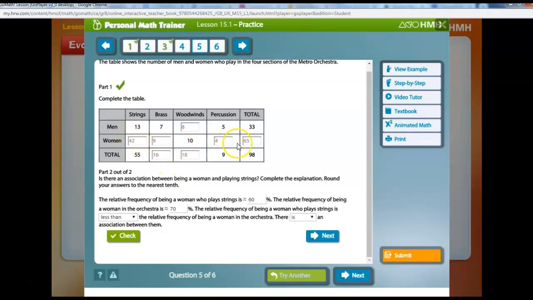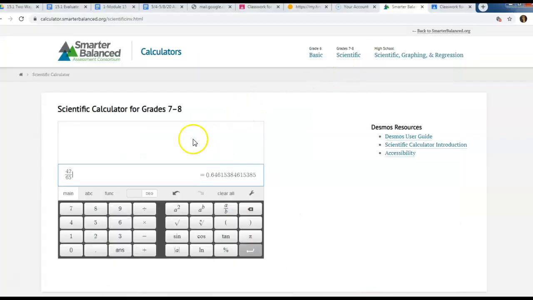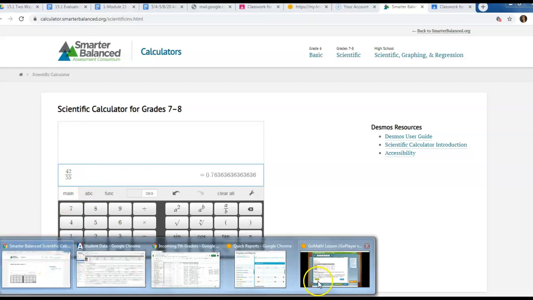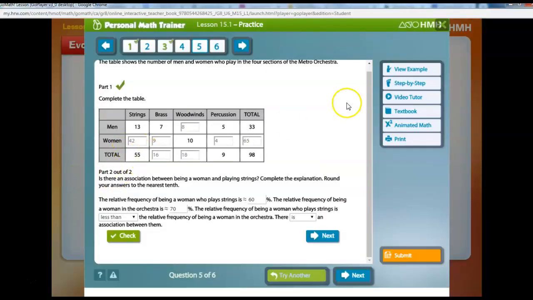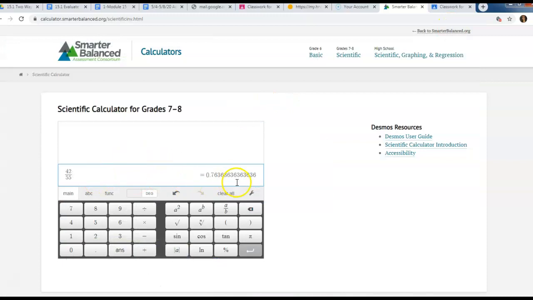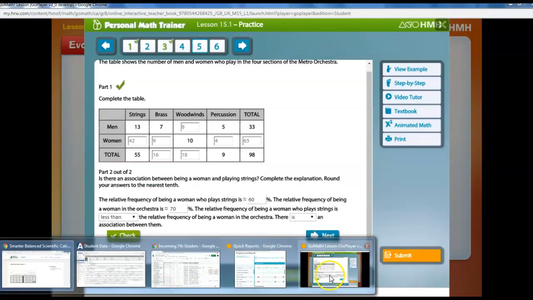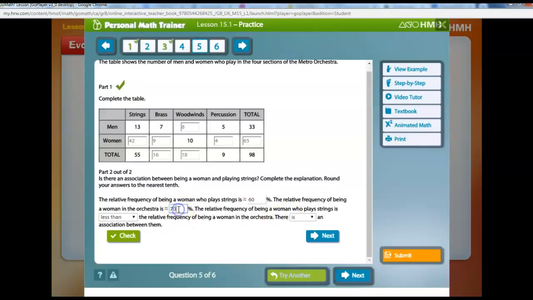Did I put 42 out of 65? Oh, sorry, I should have put 55. Let me check the number. Yeah, 55. 42 out of 55 is 76%, which rounds to 80. So this should have been 80. So it's actually greater than, and so there still should be correlation.